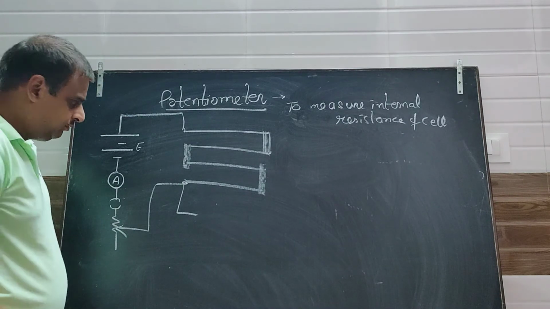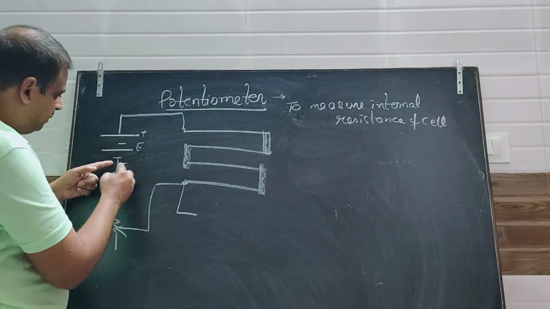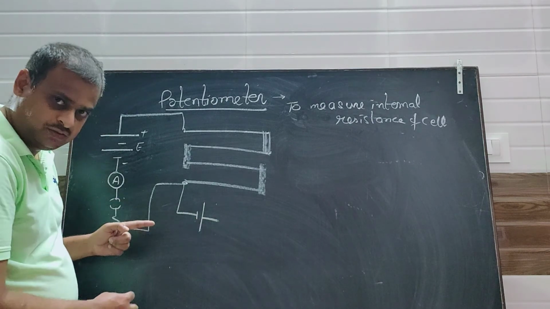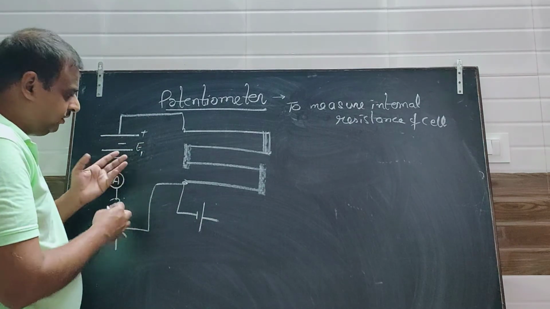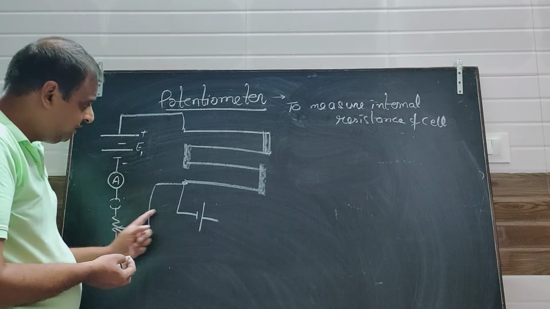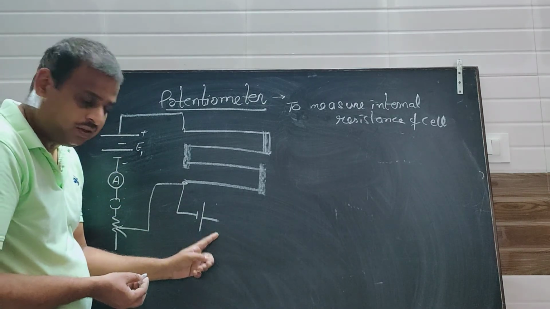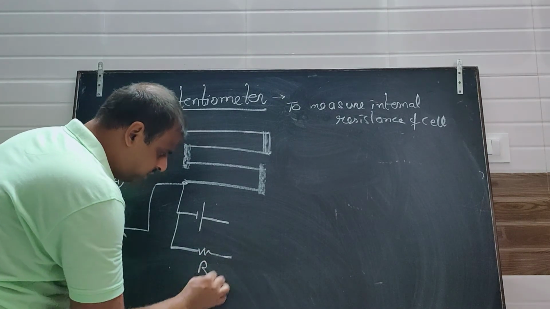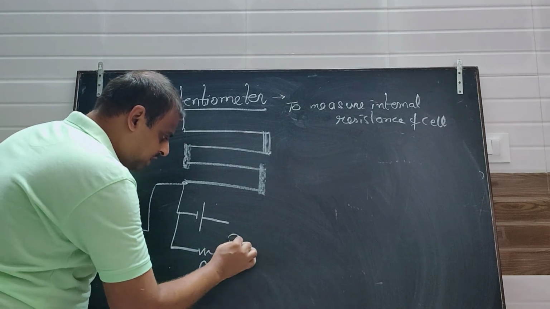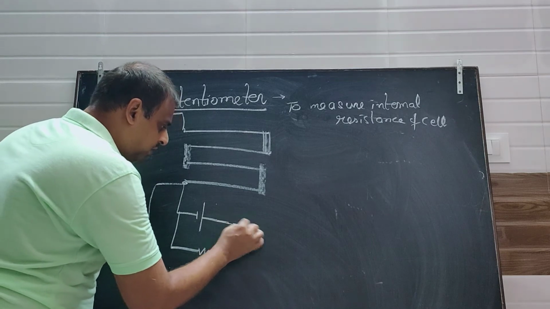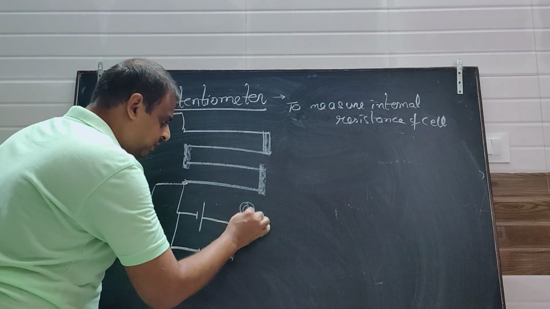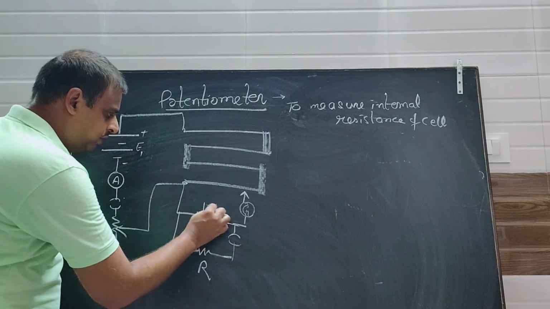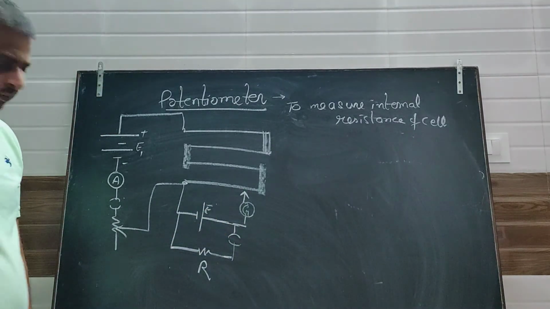Let us have a cell. If it is negative, it is positive. If it is negative, then here negative is to be considered. Let us say this is EMF E1. This is giving current. This is not giving current. Also have a known resistance, a key in the circuit, and a galvanometer. Let us say this is the EMF of the cell.